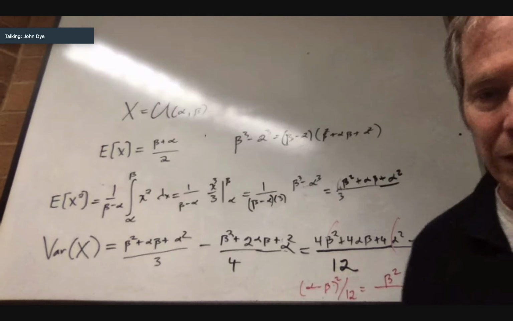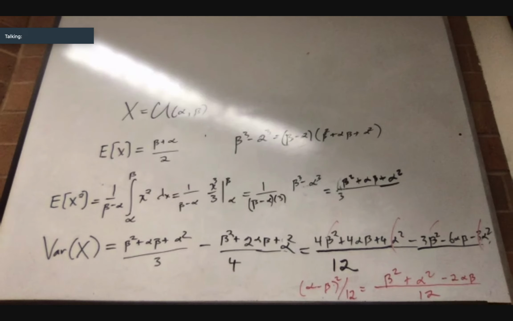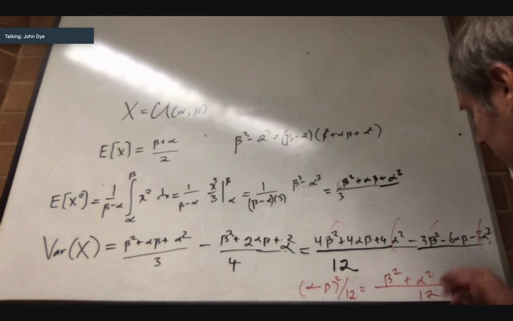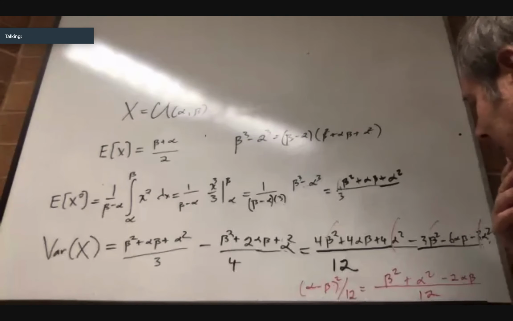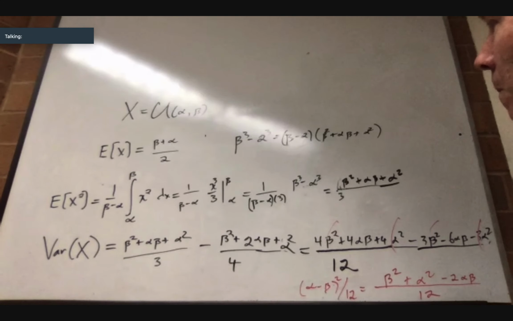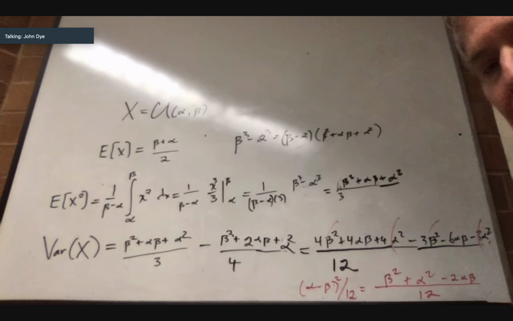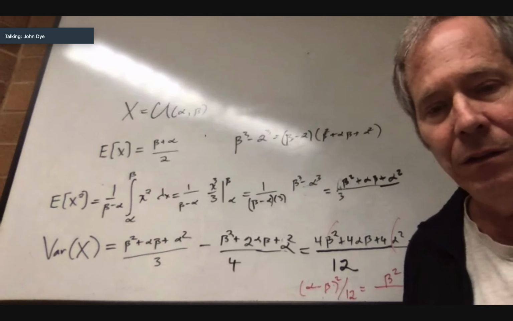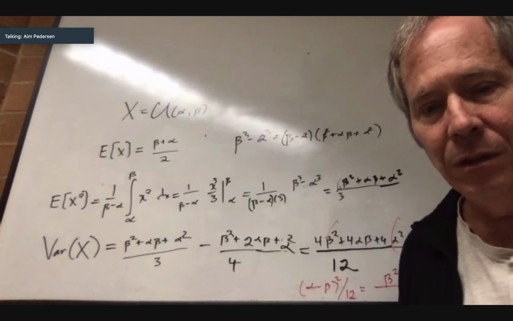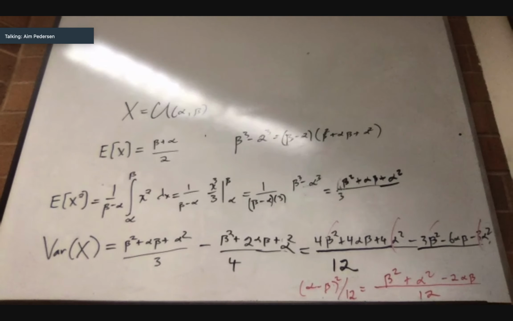Let me check if I did it right. I don't have the notes. I didn't bring the notes for this, so I assume this is right. This won't show again until the test. I just Googled it to be safe, and yes, it is right. They put beta minus alpha squared over 12, but whatever.